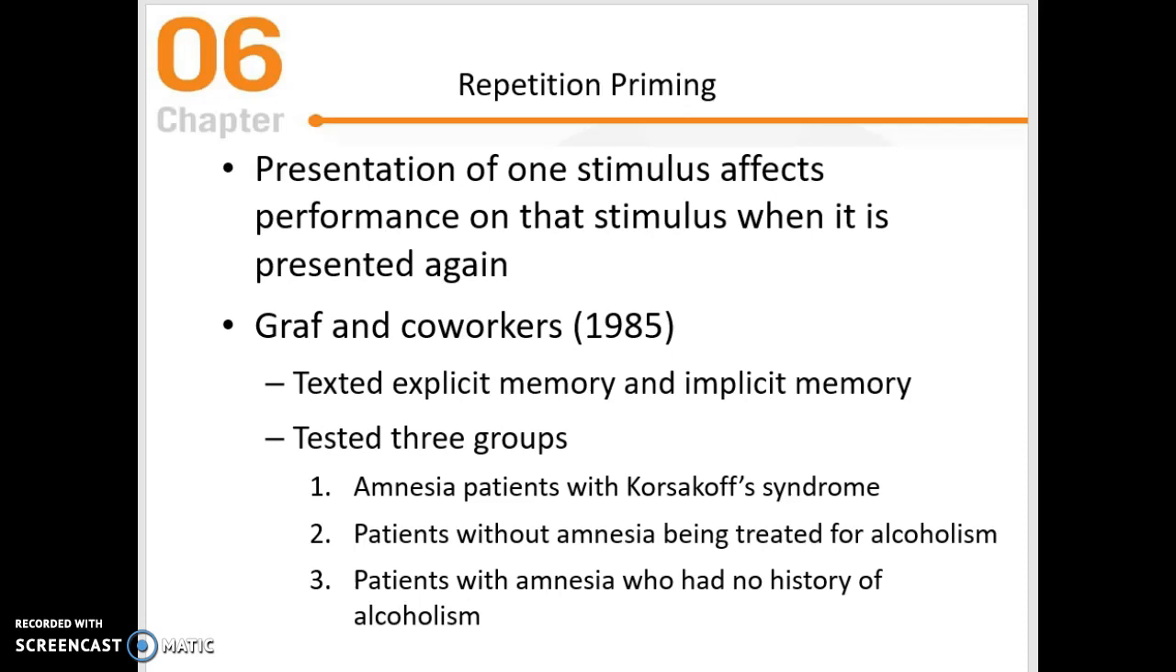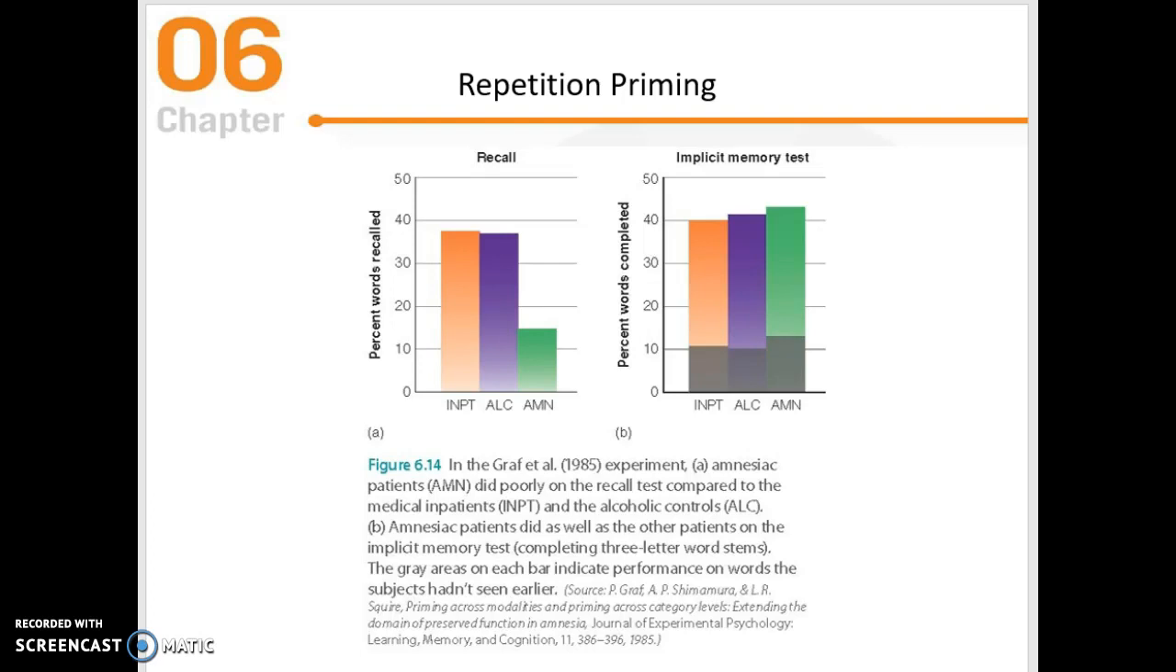They tested both explicit memory and implicit memory. What they found, they presented words to them, and the patients who had amnesia were not able to encode those into their long-term memory. So you can see that green column there, when they were asked to recall the words, they performed very poorly on that task, while the other 2 control groups did fairly well.